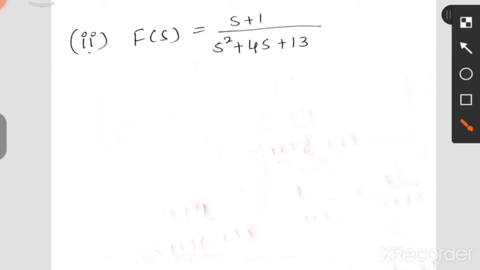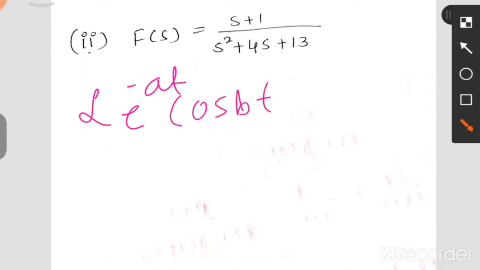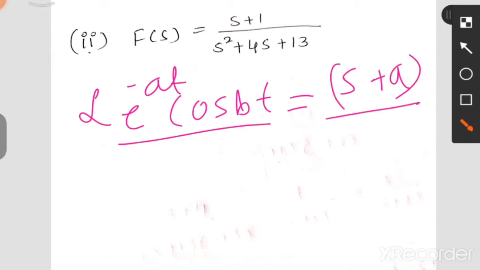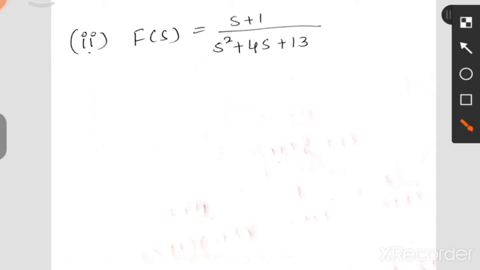Similarly, we can make use of the Laplace transformation of e raised to minus at cos bt. What is the formula for this? The Laplace transformation of this function is nothing but (s plus a) divided by ((s plus a) whole square plus b square). Make use of these formulas and then bring this entire equation into that form.